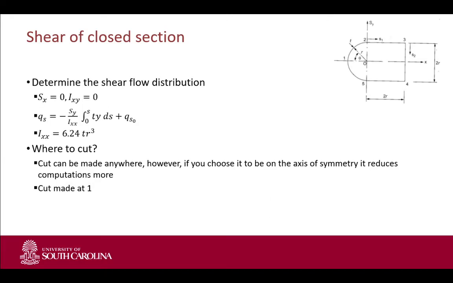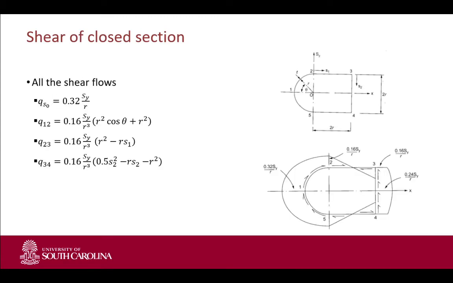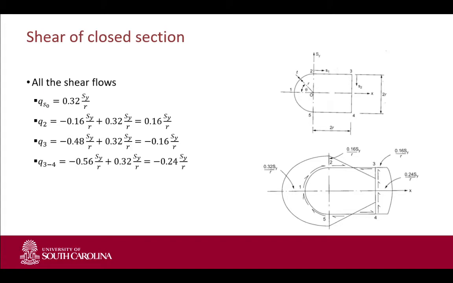And we did a small example. We found the correction shear flow, and once you find the correction shear flow, you add that to the existing shear flows to get the final shear flows and the final values of those shear flows. And we said as well, there's no negative shear flow. The negative sign implies that the direction you defined your shear flow to be in is opposite of the actual direction.